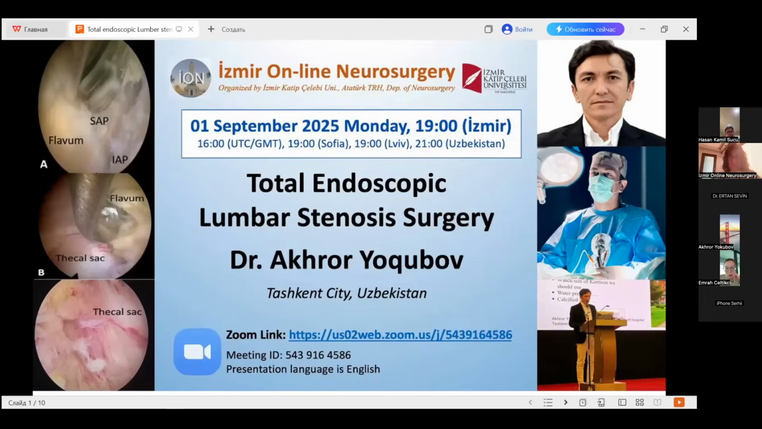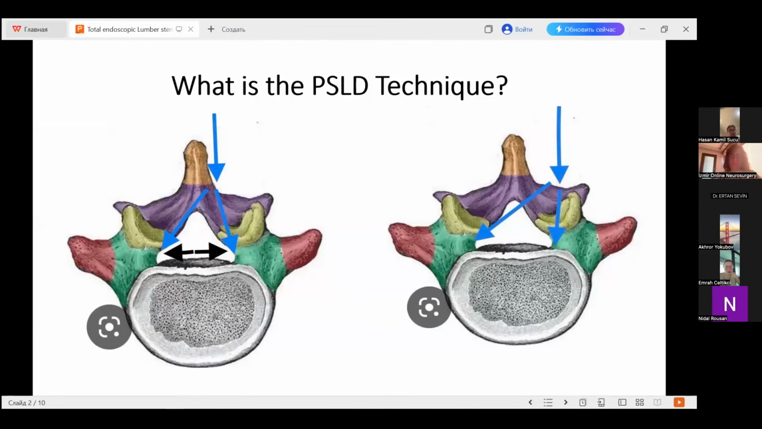I only do PSLD surgeries, uniportal, because I learned this technique from Dr. Lin, my mentor. I do only uniportal endoscopy, no transforaminal, no biportal. This technique is PSLD. The founder of this technique is Dr. Lim. Everybody knows his name.